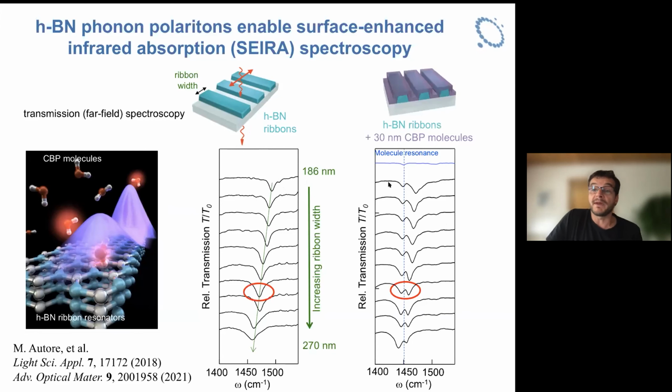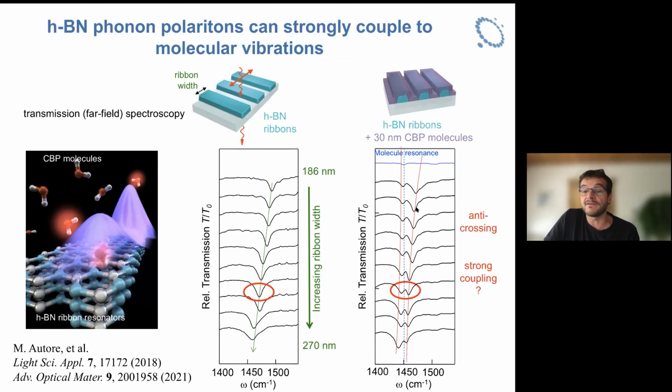So now we placed molecules on top of these ribbons, in this case 30 nanometers, only a really thin layer of molecules. The ribbon width is in the range of 200 nanometers. And it's the same ribbon array actually, and we see once the resonance of the ribbons moves to lower frequencies, it does not really cross. We see here a clear anti-crossing feature. And once the molecular resonance and the resonator match, we see this double peak structure.